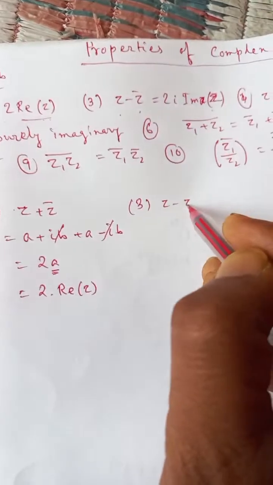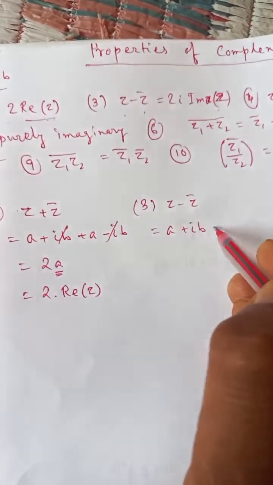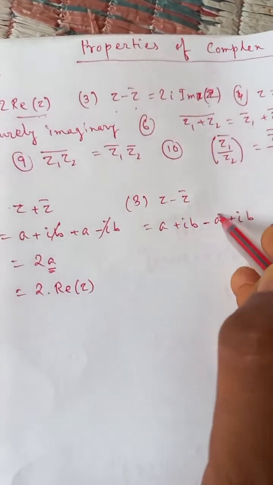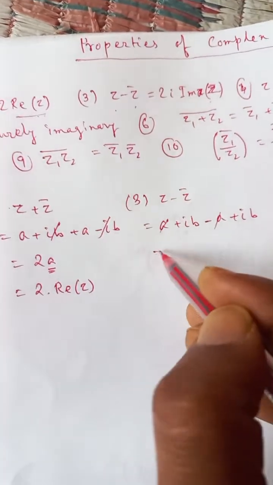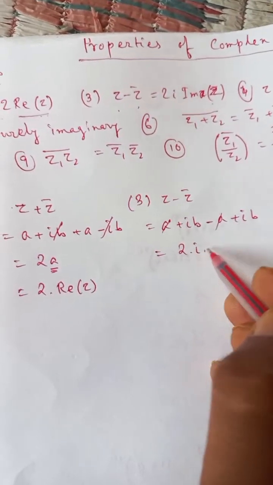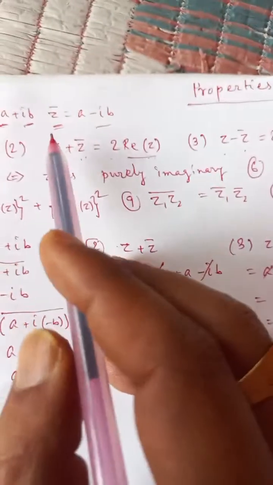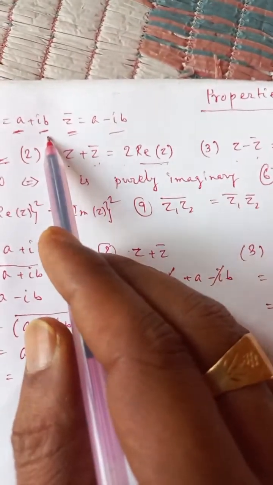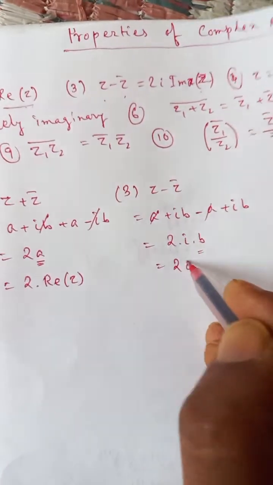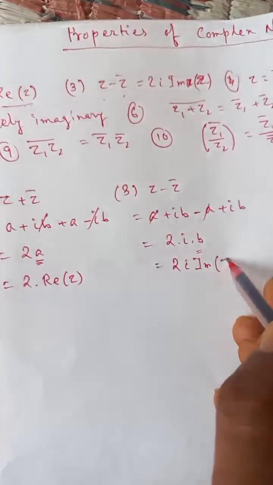Z minus Z bar is equal to a plus iota b minus a minus iota b. So a cancels each other. This will be 2 multiplied by iota b. So b is the imaginary of Z. So this will be 2 iota imaginary Z.